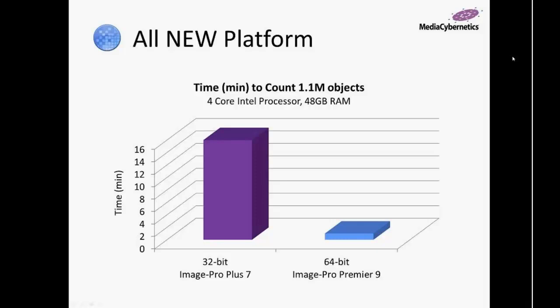Just to give you an idea of some of the improvements that we can see with this new 64-bit architecture, here's a simple graph to show you the time it takes to count 1.1 million objects in a single image on a 4-core Intel processor holding 48 gigabytes of RAM. Typically, in our 32-bit Image Pro Plus 7 products, this would have taken around 15 minutes to complete. In our brand new 64-bit Image Pro Premiere 9 software platform, it only takes 1 minute to complete this count. That's a significant improvement from our previous versions to today's version. And all this is made possible by our brand new platform.